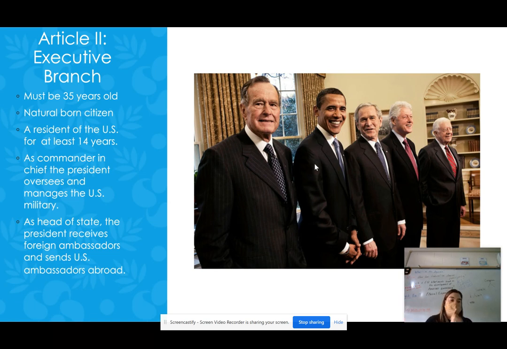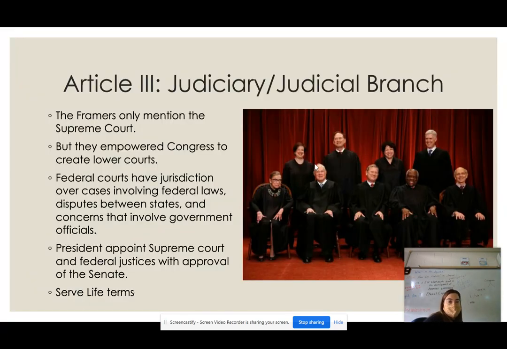Article 2 is your executive branch. So these kind of give you a couple requirements in order to run for president. And then it gives you some of the responsibilities of the president, such as his role as commander-in-chief of the military and his role as head of the state. We got here? Okay.